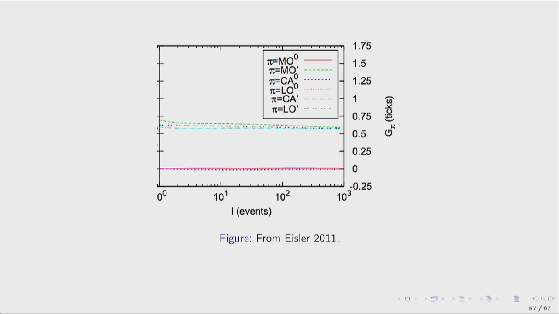Actually, the six types of events that they used are: MO is market order, CA is cancellation, and LO is limit order. And everything which has a zero means things that didn't change the best bid and best ask, and things with a prime mean that they did change. So this would suggest that everything that doesn't change immediately, by definition, has zero effect on the price, because all its effects will be due to the correlated events later. And all those that change immediately, the prime events, have some level which will depend on the structure of the market, and they would be flat.